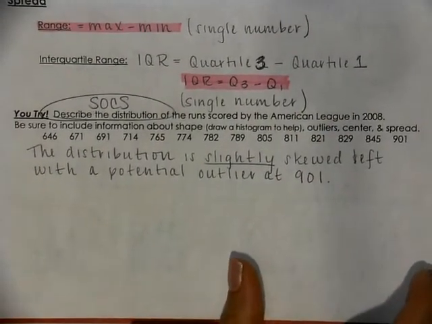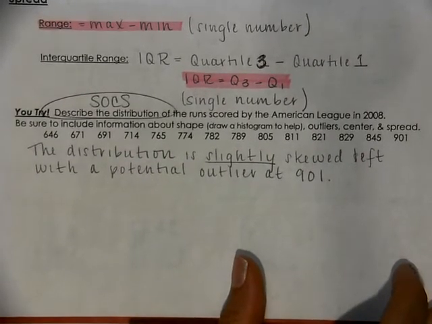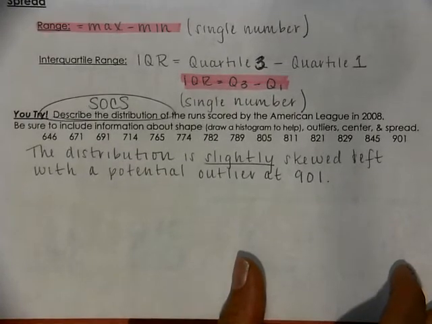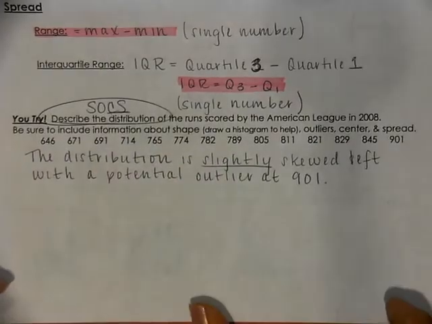Now, we don't know for sure if that's an outlier. Like I said, I'm going to give you a formula to use later in this chapter, but there is a gap there in that histogram, so I'm thinking 901 is potentially an outlier. Now, we have center and spread to discuss next.